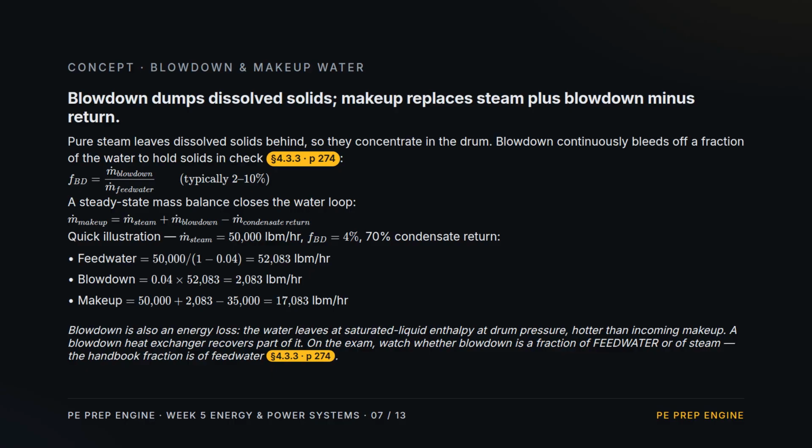Blowdown. Pure steam leaves dissolved solids behind, so they concentrate in the drum. Blowdown continuously bleeds off a fraction of the water, 2 to 10% of feed water, to keep solids in check. A steady state mass balance closes the loop. Makeup equals steam plus blowdown minus condensate return. Quick illustration: 50,000 pounds an hour of steam, 4% blowdown, 70% condensate return gives about 52,000 feed water, 2,000 blowdown, 17,000 makeup. Watch whether blowdown is a fraction of feed water or of steam.